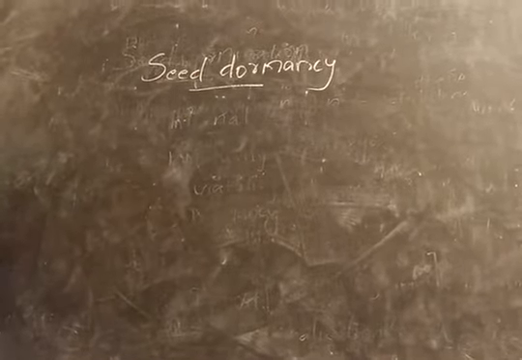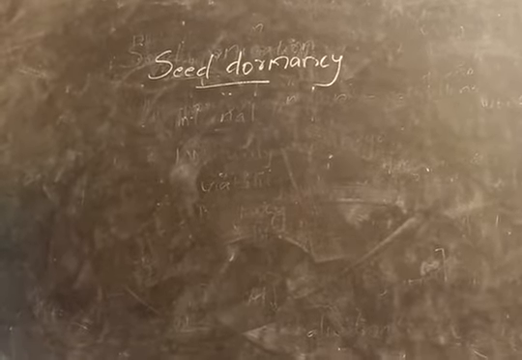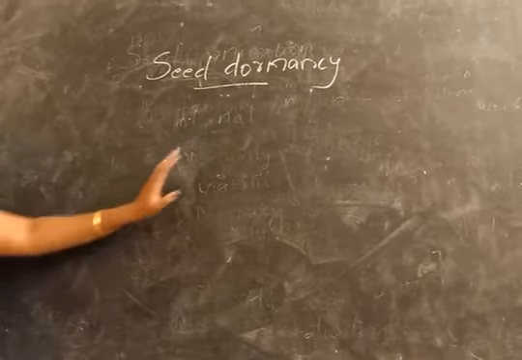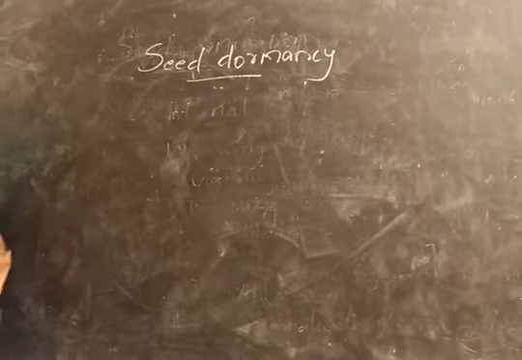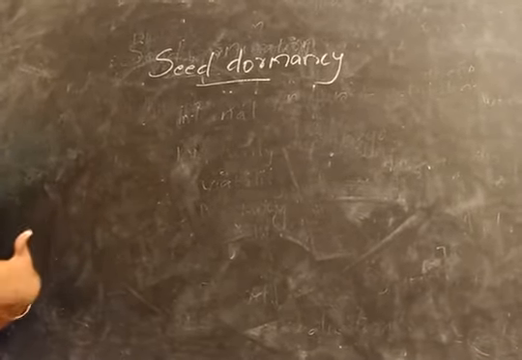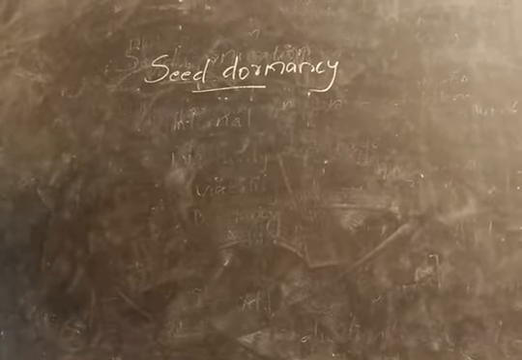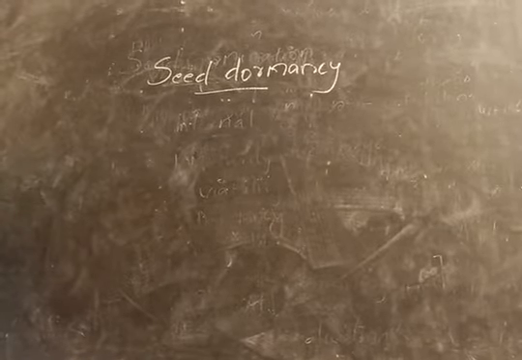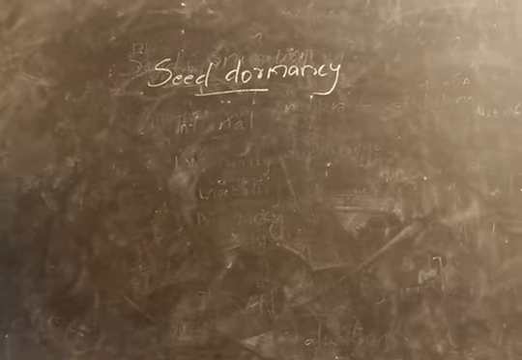Seed dormancy is a condition of a seed when it fails to germinate even in suitable conditions. That is, a seed has all suitable, favorable conditions for germination. Even though there are favorable conditions, some seeds fail to germinate. This condition is called seed dormancy.